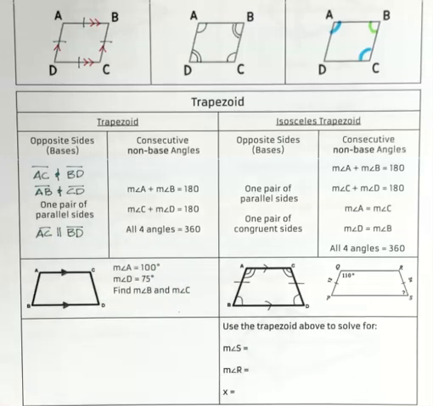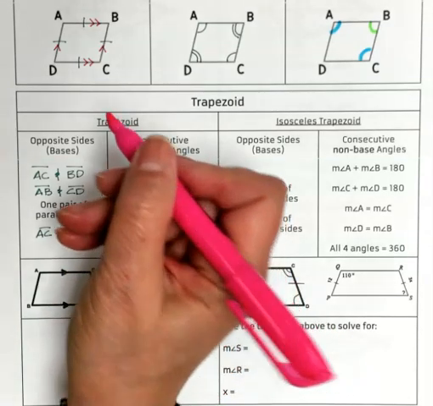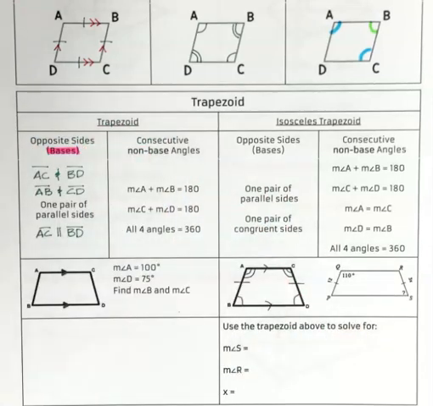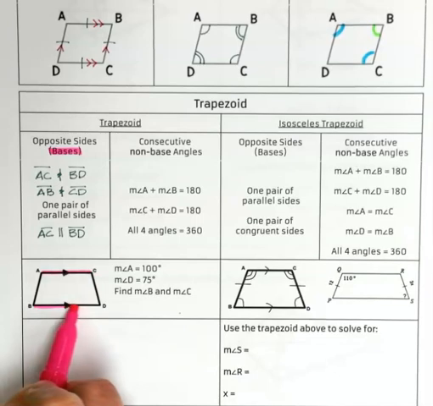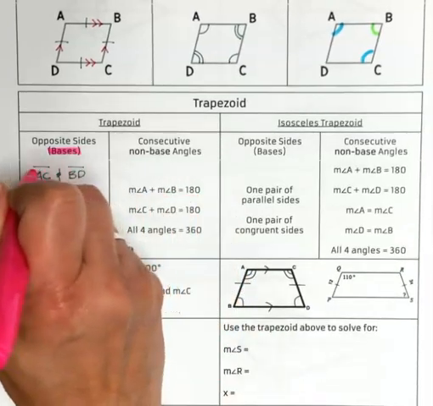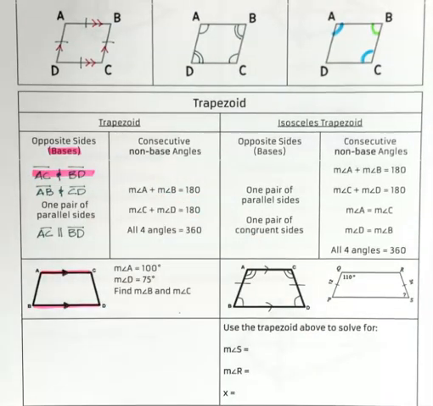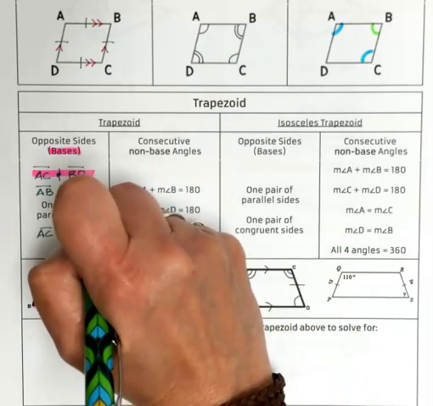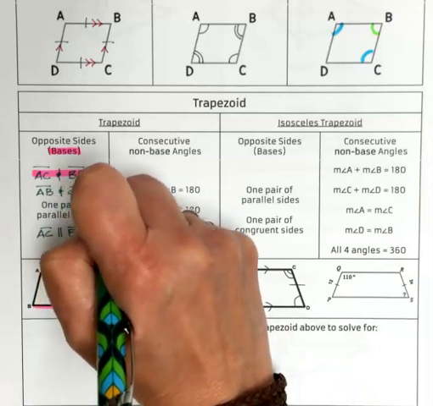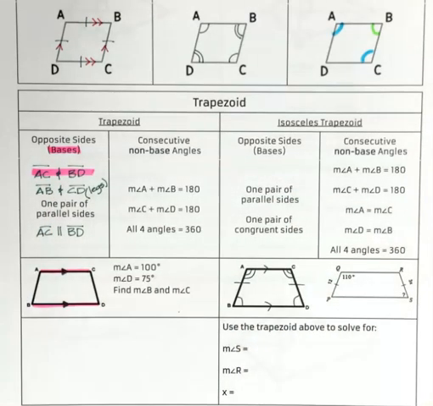And it is the parallel sides that are the bases. So in this case, AC and BD are your bases, and AB and CD, you can refer to them as the legs. Okay.